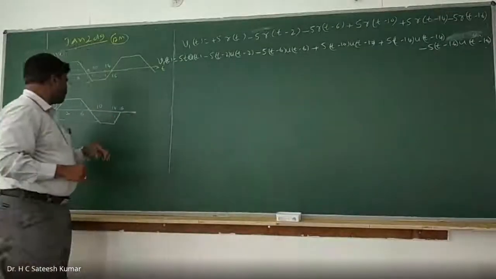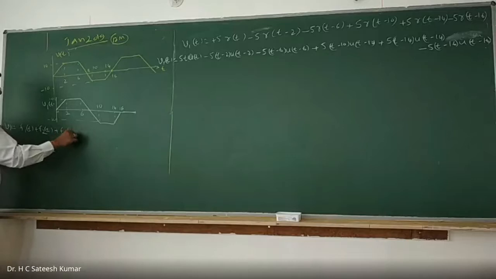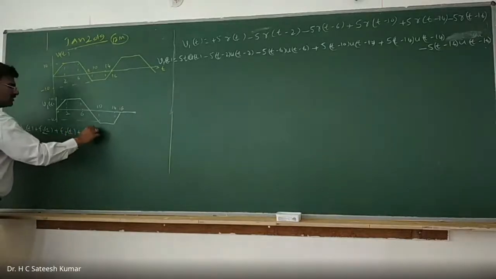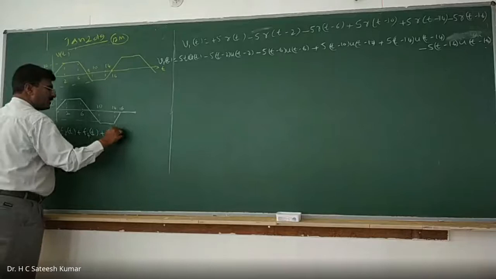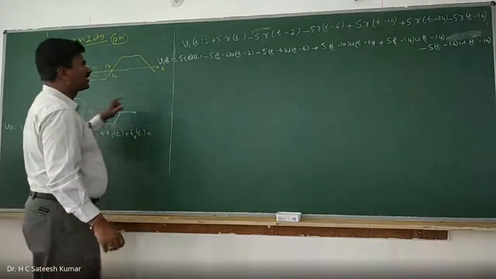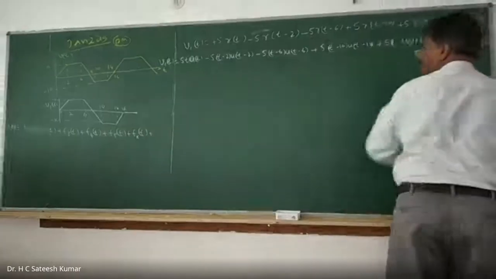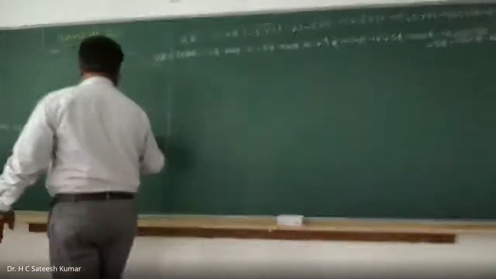Right. So if you want to show this, what should I do? v1 of t can be written as f1 of t plus f2 of t plus f3 of t plus f4 of t plus f5 of t plus f6 of t. How many are there? 1, 2, 3, 4, 5, 6. Yes, 6 terms are there.